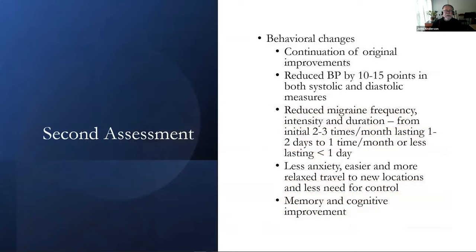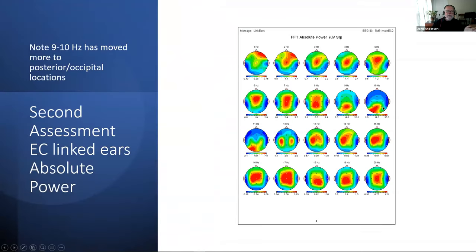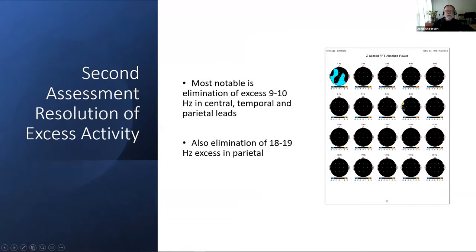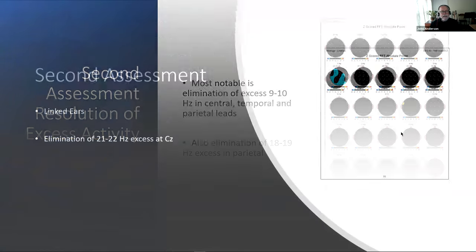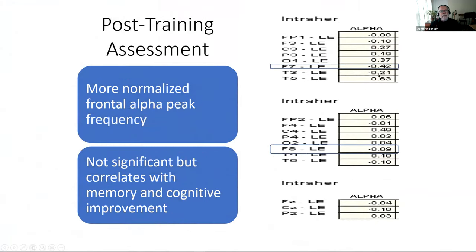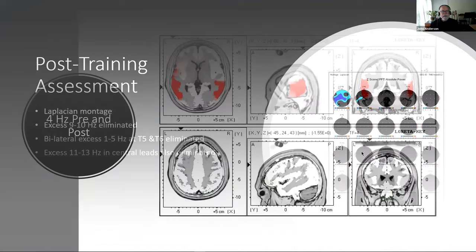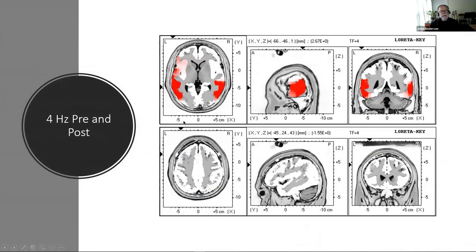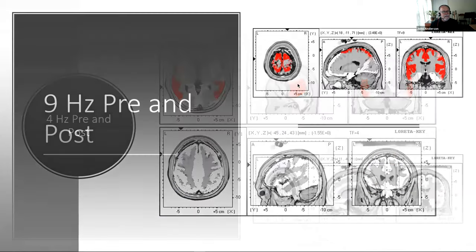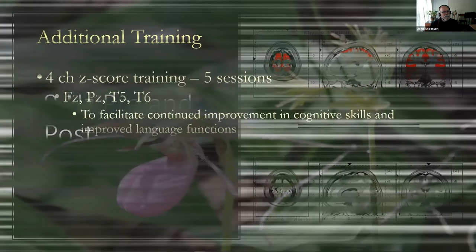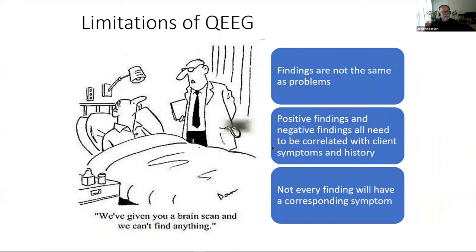He had significant changes: decreased blood pressure, decreased migraine frequency, less anxiety, better memory and cognitive improvement. His peak alpha frequency shifted up into the 10 hertz range and back into the occipital region a little bit more. Also, the statistical analysis showed that excess 9 and 10 hertz activity went away, as well as most of the other excess activity. The peak alpha frequency speeded up and became more typical. And again, the other metrics that we measured, the Laplacian and also the LORETA. This is the 4 hertz activity pre-training, and this is the post-training. The excess activity went away, and that was also true for 9 hertz. That excess activity went away as well. And we did some more training after that to improve some other functions that he was having trouble with.